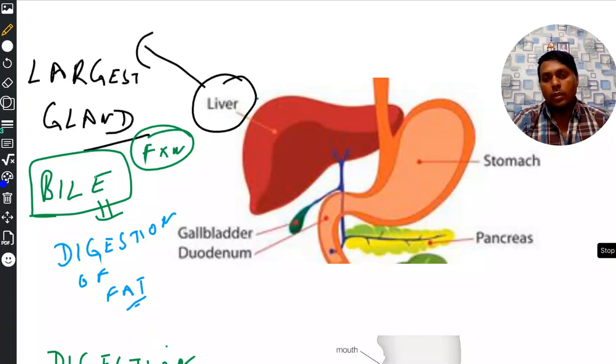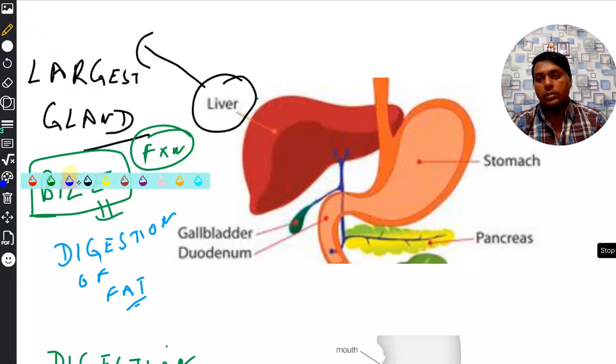So in the exam, your teacher can ask, what is the largest gland? Yes, that's the liver. This one, the red in color. And they can ask you, what is the function of the liver? It produces the bile juice. And what does this bile juice help with? It helps in the digestion of fat. Is it clear to you?